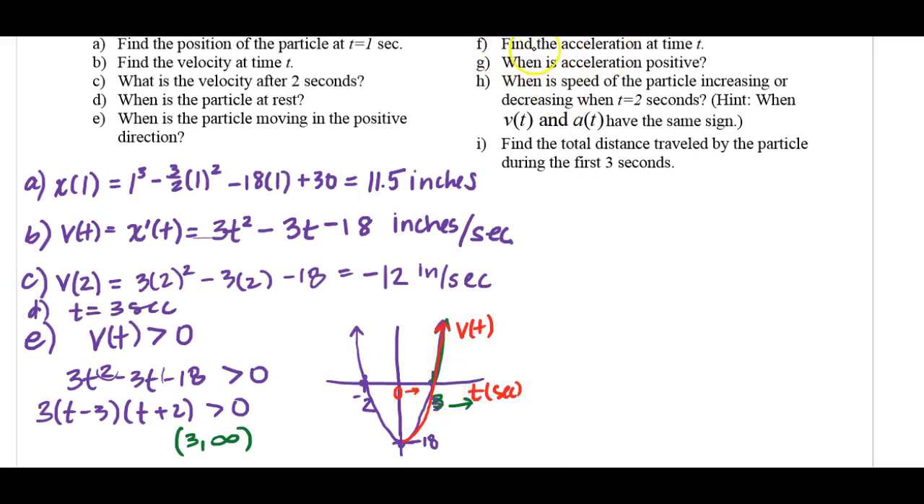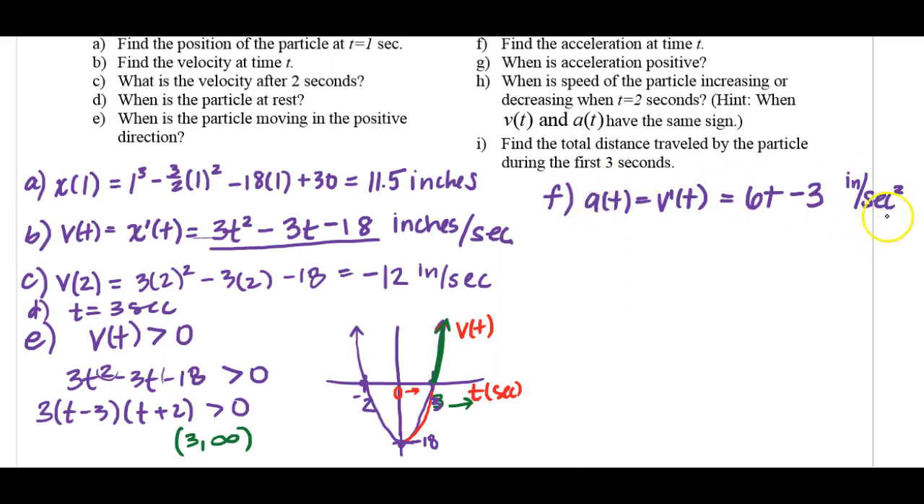Alright, now let's work on part F. Find the acceleration at time t. So acceleration is the derivative of velocity, so a of t is v prime of t. So v prime of t, well, let's go back. Here's v of t right here, 3t squared minus 3t minus 18. So the derivative of this using the power rule is just 6t minus 3. And now my units of acceleration are going to have to be inches per second squared. So my units of acceleration have a time that's squared.